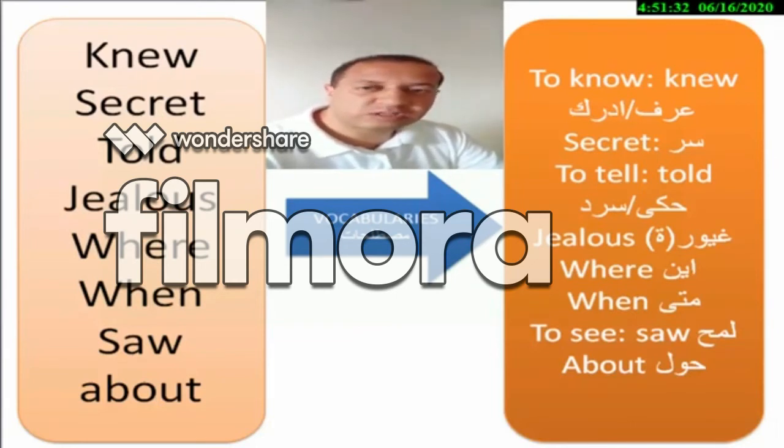Now let us translate the words to understand its meaning in Arabic language. The verb to know, here K is silent. We don't pronounce kno. We don't say kno. K is silent. We say no. We don't say now. No. To know, أي علم أو عرف أو أدرك.